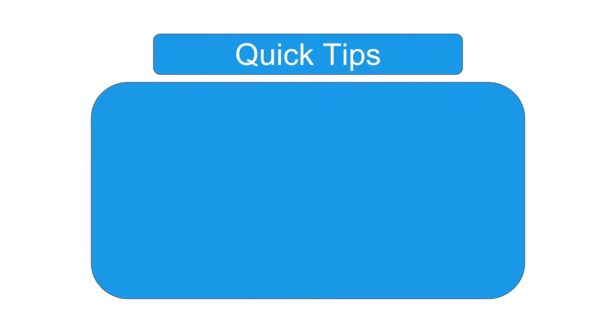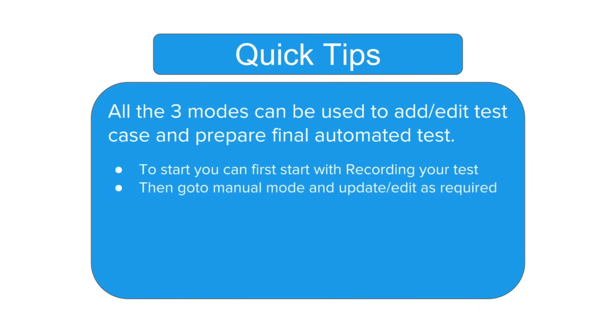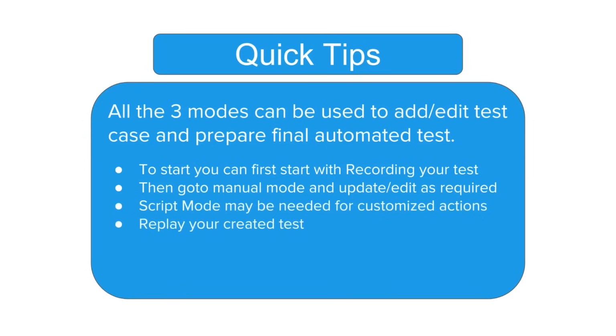Some quick tips: when you start creating your test cases, you can use all the three modes to prepare your final automated test. Ideally, you can start with the recording of your test so that you have all your steps and objects captured, and then you can go to the manual mode and do the editing and updates as per your requirement. You might have to go to the script mode, where you want to add some more customized actions, and then you can replay your created test.